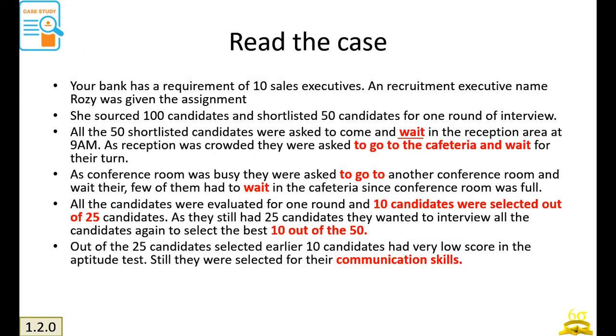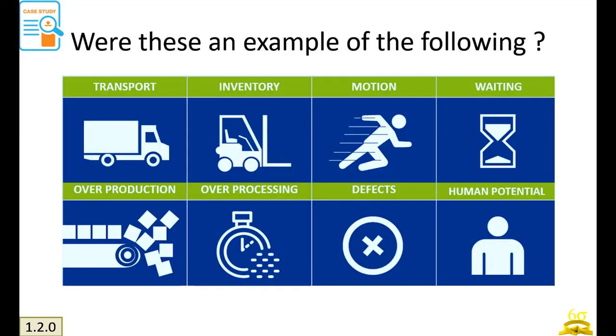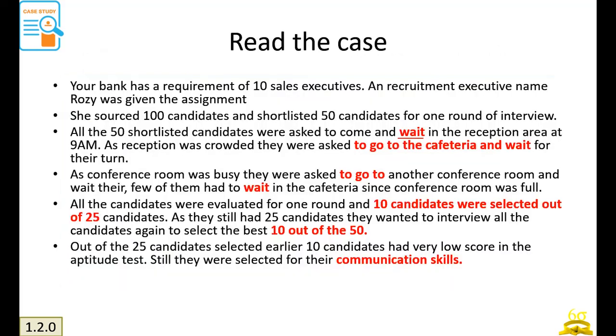Now, I have highlighted all this. Like wait, they have to go again, they have to go to, means it's a transfer. 10 candidates were selected out of 25, so 15 were a waste, right? But still they had 25, so they wanted to review everyone. That was the waste, right? So if you go broadly through this example, you'll find cases of transportation, inventory piling up also, where you don't need that many candidates, still you have so many candidates as raw material. Motion, waiting, overproduction, overprocessing, defects, and human potential, right?